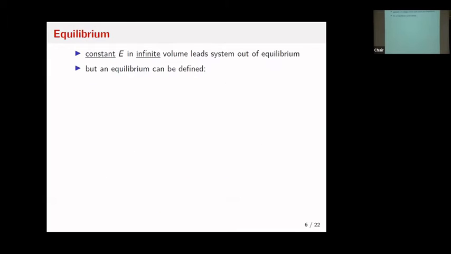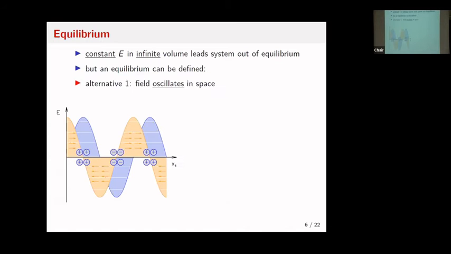So what about equilibrium? If you have a constant electric field in an infinite volume system, then there is no equilibrium, because the charges are accelerated and driven out to infinity, and there's just no way to get a setting where you have no currents flowing. There's always going to be currents flowing. But in order to define an equilibrium, we can get rid of one of these two assumptions, the constancy of the electric field in space or the infiniteness of the volume.